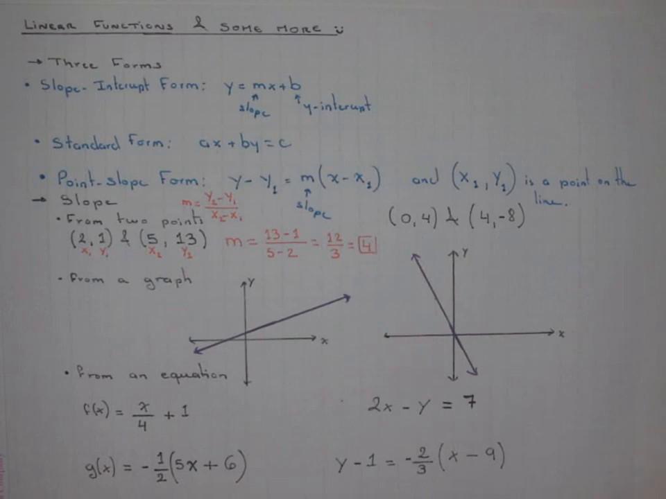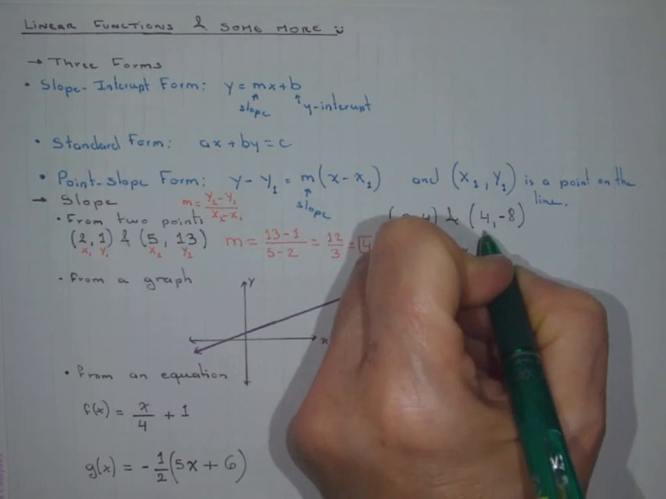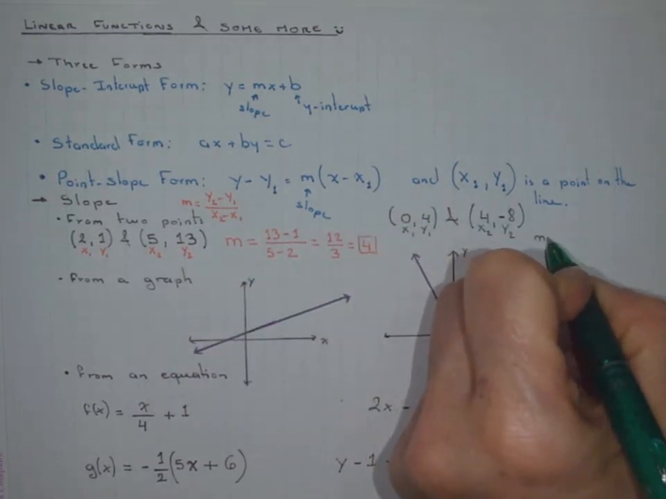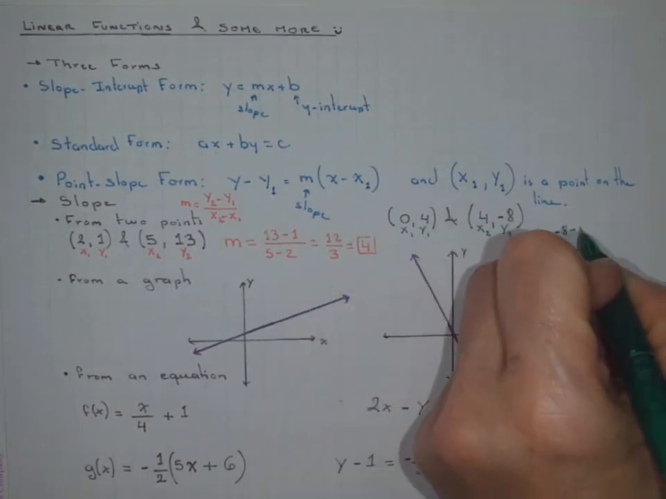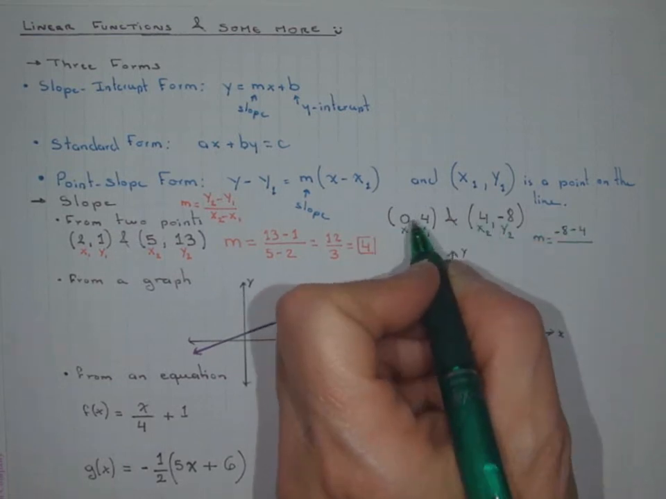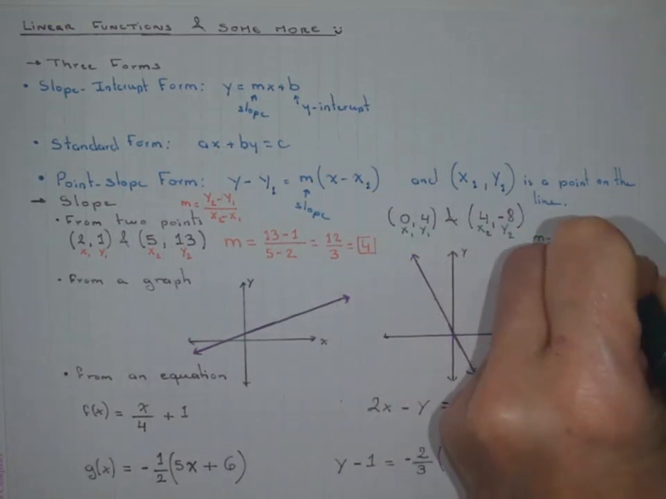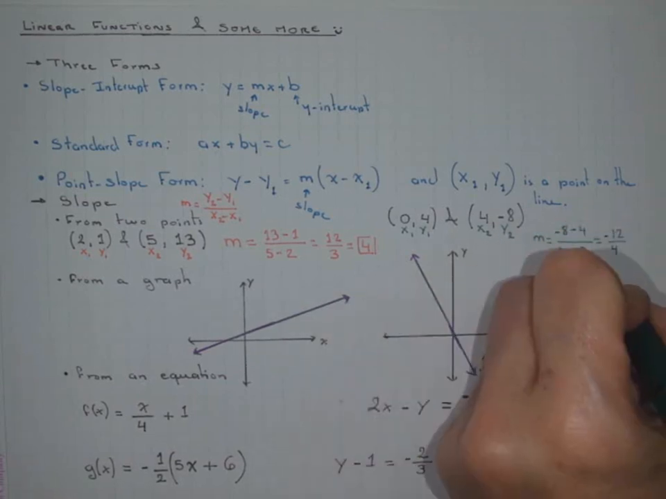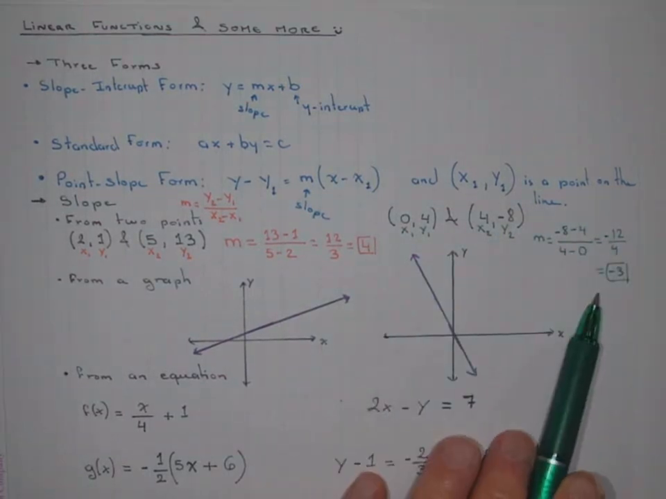Alright, here we have two different points, so let's change color again. I'm going to use this as my (x1, y1) and this as my (x2, y2), and then my slope will be equal to y2, which is negative 8, minus my y1, which is 4, divided by the difference between x2 and x1, so 4 minus 0. Negative 8 minus 4 is negative 12, and 4 minus 0 is 4, and that will give me a slope of negative 3. So what is the difference between this one and this one?